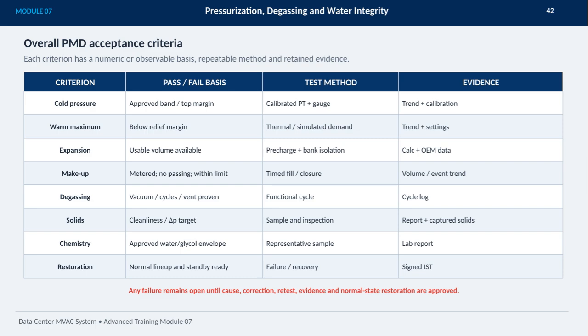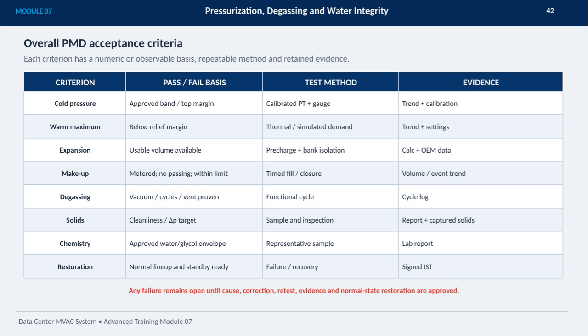For warm maximum pressure, it must stay below the relief margin, tested through thermal or simulated demand methods, again supported by trend data and system settings. Expansion criteria rely on confirming usable volume availability via pre-charge and bank isolation, using calculations and OEM data for validation. Makeup water must be metered to ensure no passing and stay within limits. Timed fill and closure methods verify this, with volume and event trends documented.